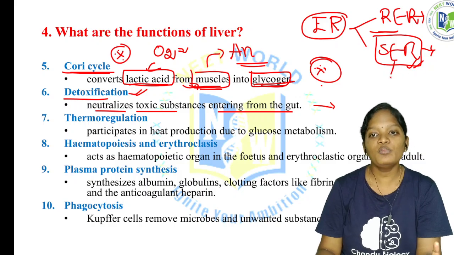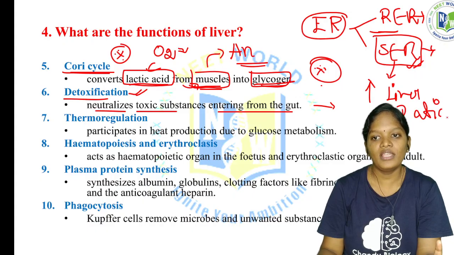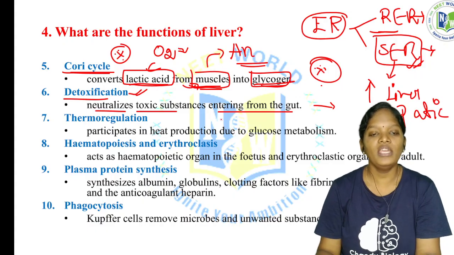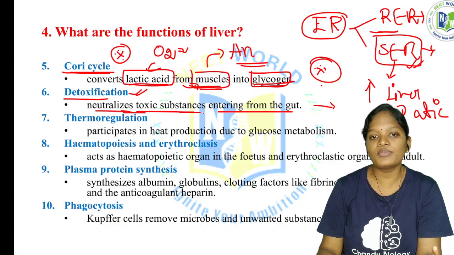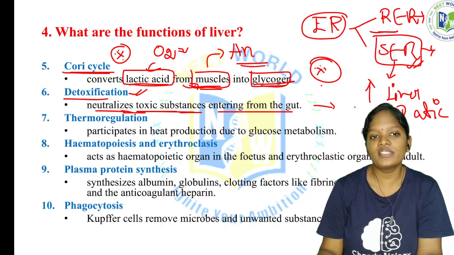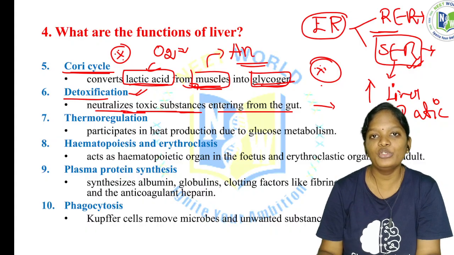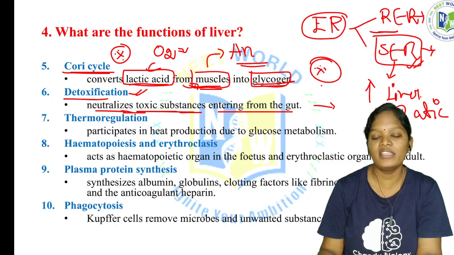Okay, so the smooth endoplasmic reticulum concentration will be higher in liver cells. Liver cells are nothing but hepatic cells. In this process, it neutralizes the toxic substances entering from the gut. How is the liver involved in the detoxification process? It is just because of the smooth endoplasmic reticulum. The concentration of smooth endoplasmic reticulum will be higher in the liver.